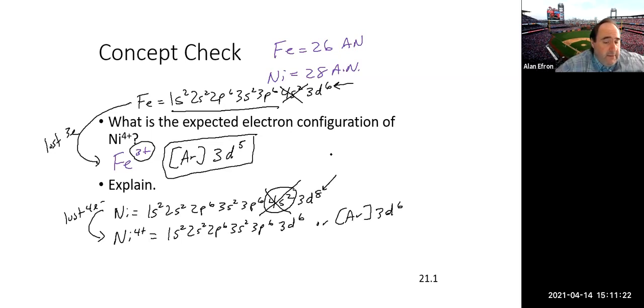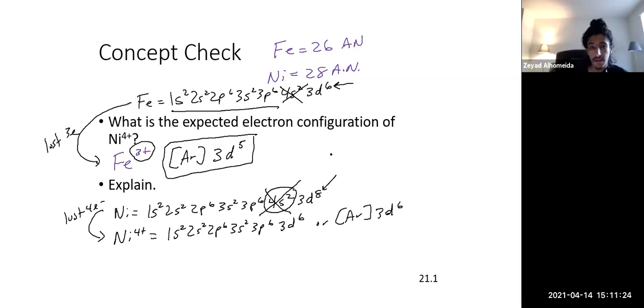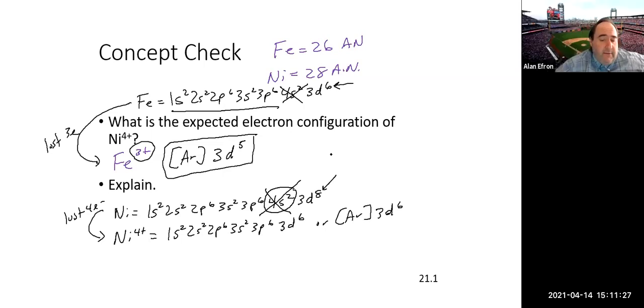For which one? I'm sorry, nickel 4 plus, yeah. No, so the 4s electrons would be lost first, so they're gone because they're highest in energy. So in terms of the nickel, just looking at the end part of it, basically these 2 electrons, and we got these guys, and we got 8 of those. So 1, 2, 3, 4, 5, 6, 7, and 8.